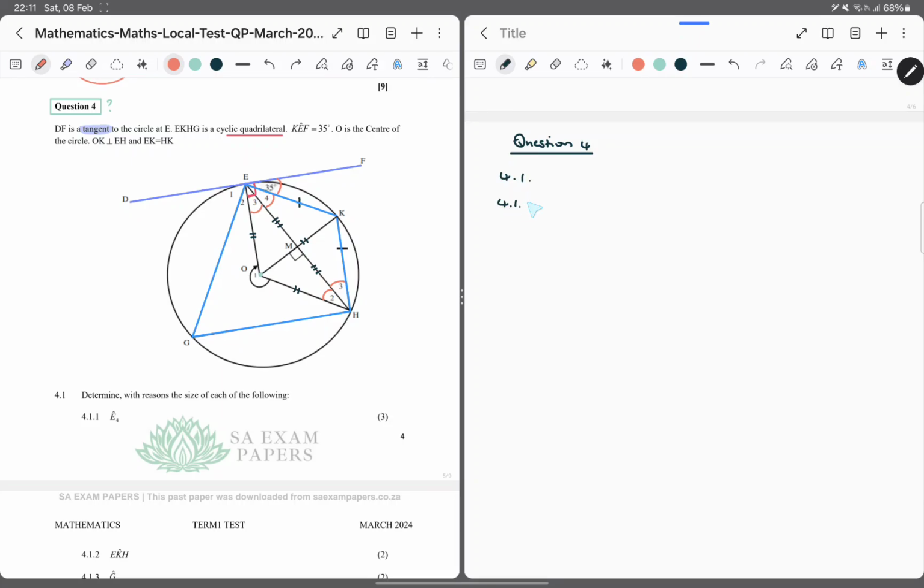4.1, with 4.1.1. It says we need to find the size, giving reasons, of angle E4. So this is the angle right there. We already know how to get to that. So we started by saying H3 is equal to angle, what is that angle? KEF.